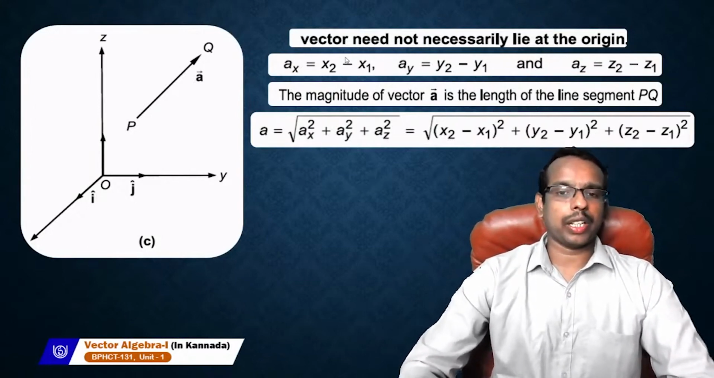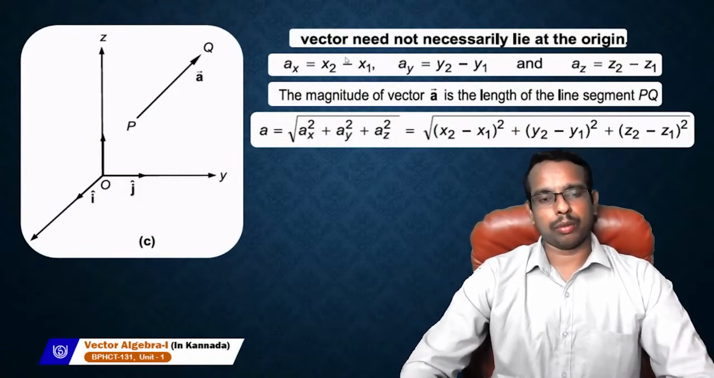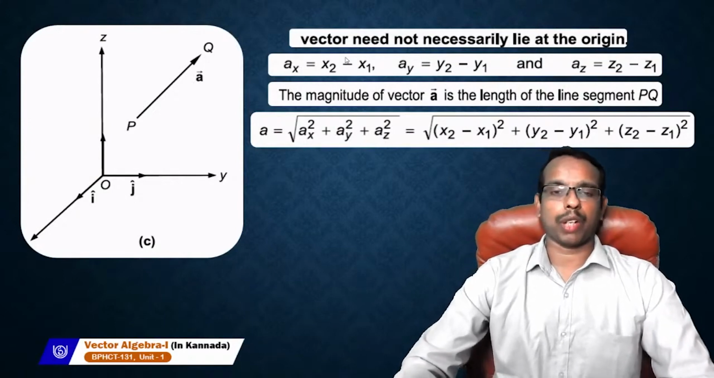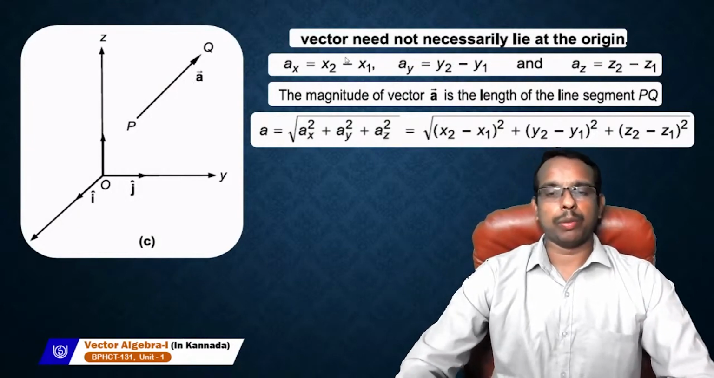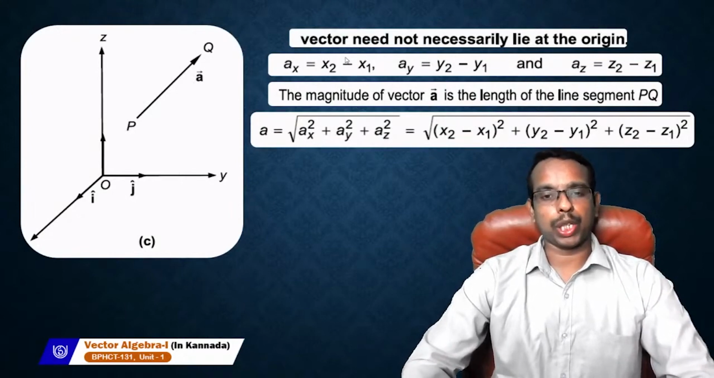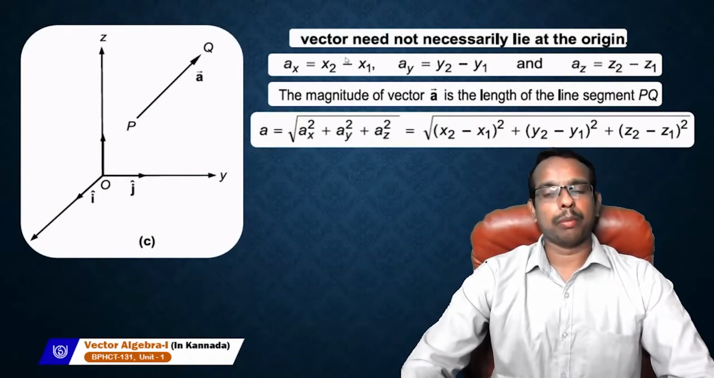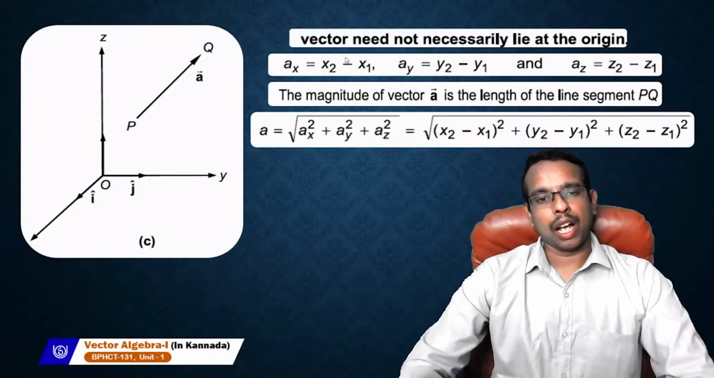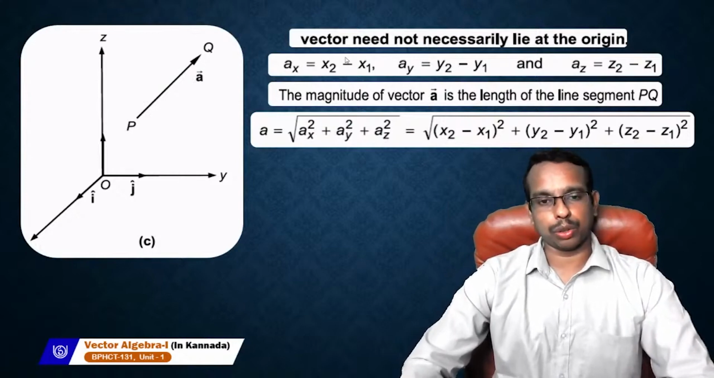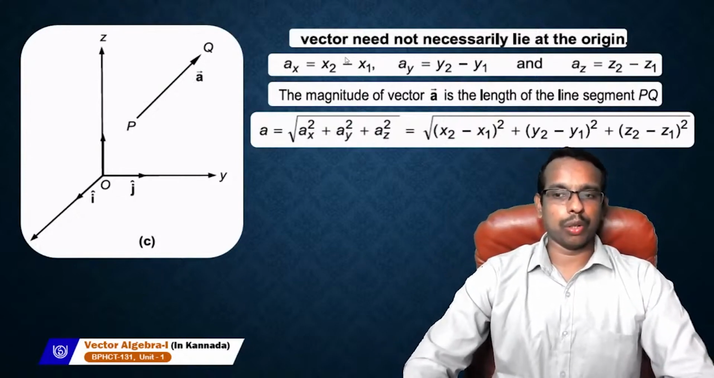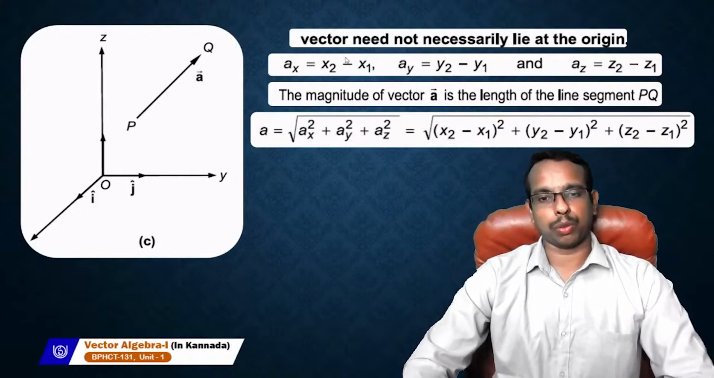So when you try to write in terms of points, x2 minus x1 will become ax, y2 minus y1 will become ay, and z2 minus z1 will become az. Similarly, if you want to find the magnitude of a vector or the length of the vector PQ or vector AB, just write A is equal to square root of ax square plus ay square plus az square. And instead of ax square, you just replace with x2 minus x1 the whole square plus y2 minus y1 the whole square plus z2 minus z1 the whole square.